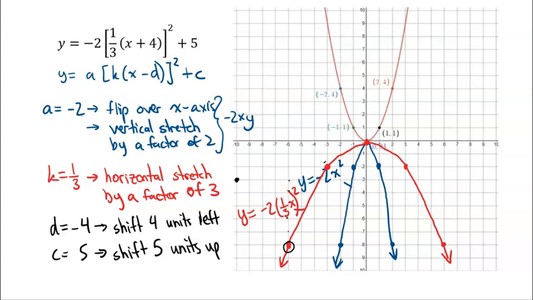I'm going to take the next point right there, that one. 5 up, and then over 4 to that point right there. The vertex was at 0, 0. It's going to go up 5 and over 4. So its new vertex is going to be at -4 and 5.